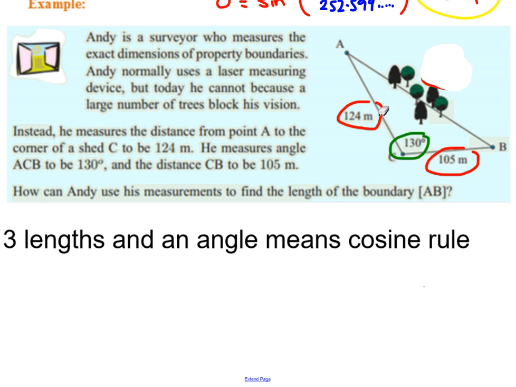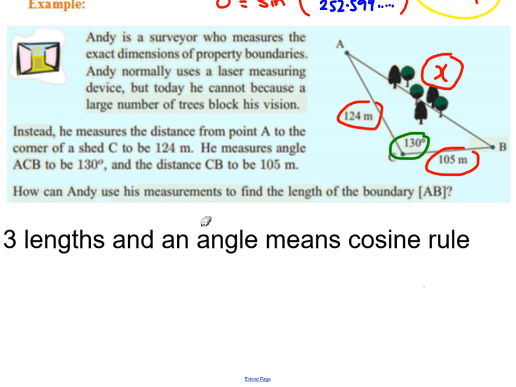He measures angle ACB, so it's got to be here because the middle letter is C, to be 130, so that's that angle there. And the distance CB to be 105. How can Andy use his measurements to find the length of the boundary AB? So AB is here, so obviously that's going to be our X. I've kind of given it away here though, but have a look, we're dealing with 3 sides and an angle. 3 lengths and an angle means cosine rule.